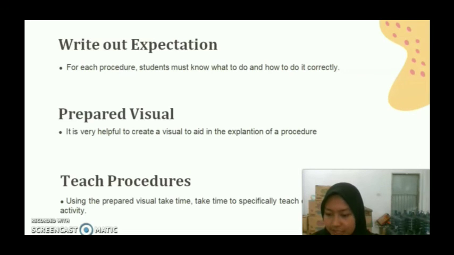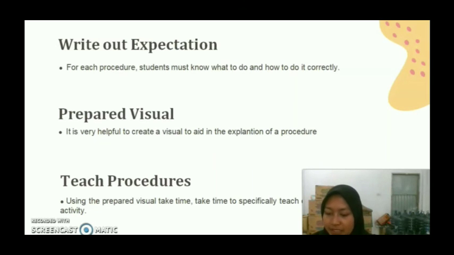The third is teach procedures. Using the prepared visual, take time to specifically teach each procedure or activity. Explain what the students should do, how they should move, how they should talk, and any other details they are expected to know.